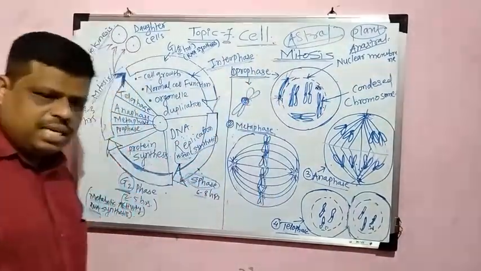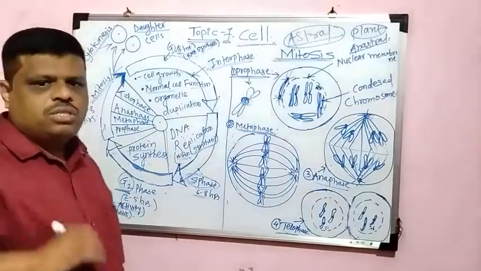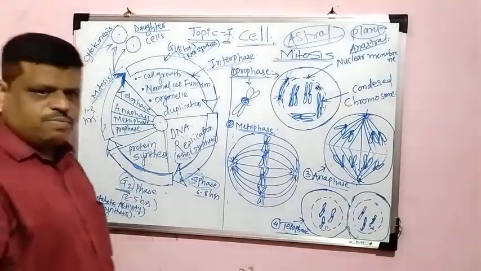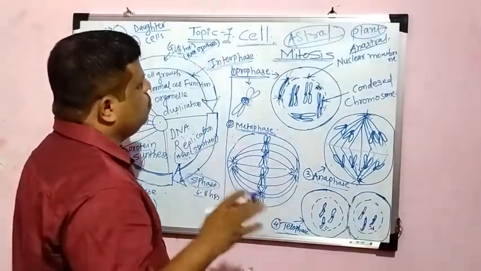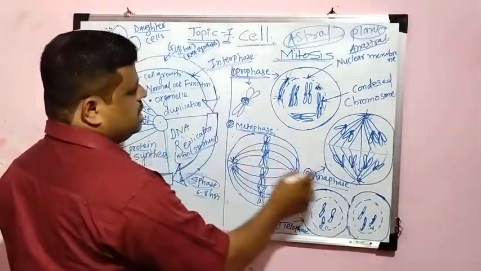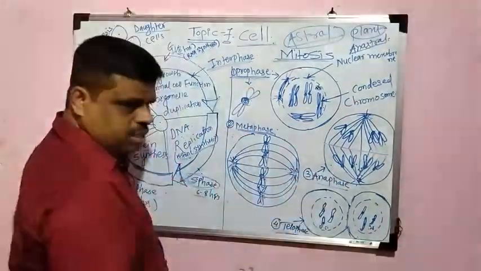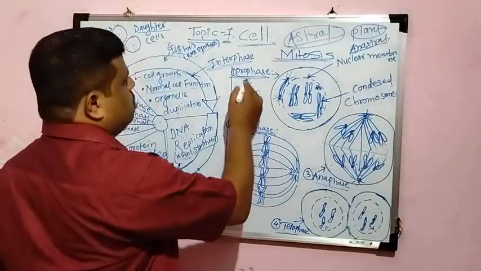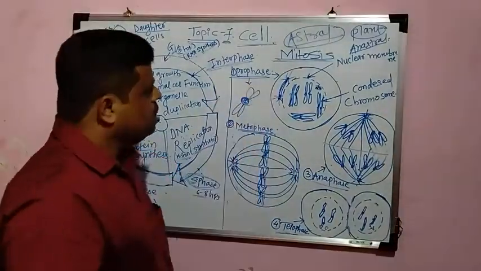Karyokinesis, as I said earlier, means division of the nucleus. Karyon means nucleus and kinesis means division. Now this karyokinesis is further divided into prophase, metaphase, anaphase and telophase, followed by cytokinesis, that is division of cytoplasm. Now just see what is prophase.